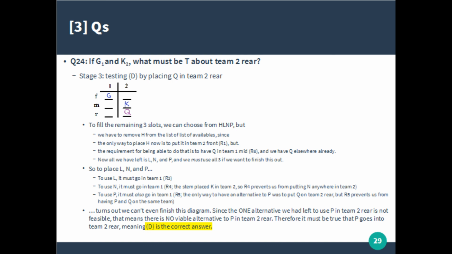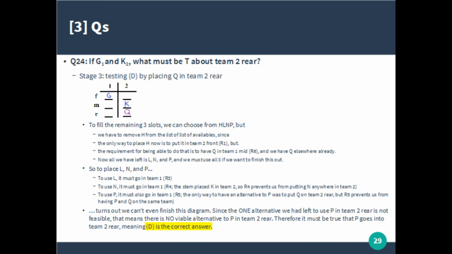So to place L, N, and P, we'll just start with L. To use L, it has to go into Team 1, that's what Rule 3 tells us. To use N, it has to go into Team 1 because the question stem placed K in Team 2, and Rule 4 prevents us from putting N anywhere in Team 2 because K is already there. So again, N has to go in Team 1 according to Rule 4. And finally, to use our last letter, P, it must also go in Team 1. And this is because of Rule 5. The only way to have an alternative to D was to put Q on Team 2 in the rear. And Rule 5 prevents us from having P and Q on the same team. So P can't go on Team 2. It would have to go on Team 1.